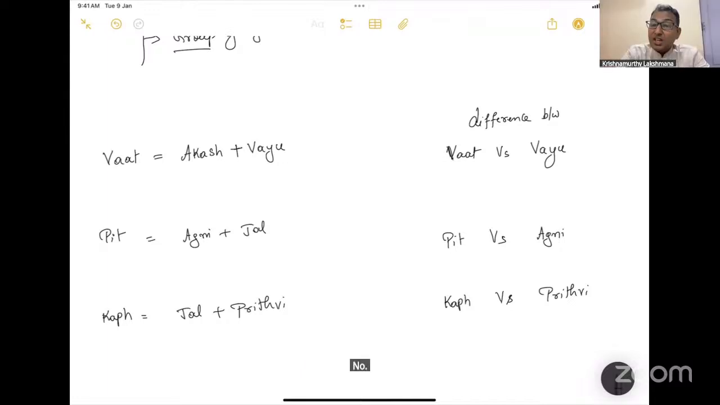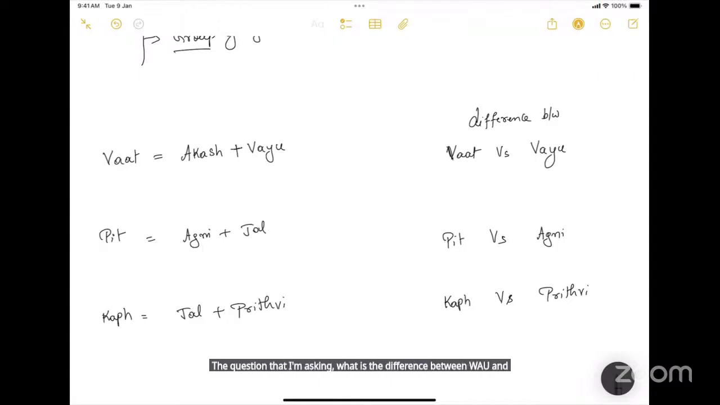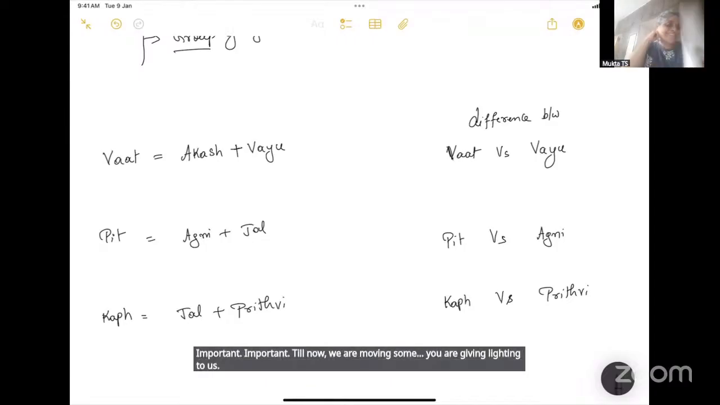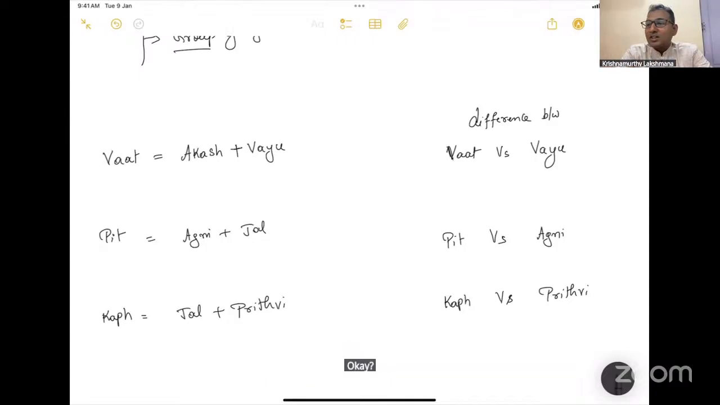Is this question important to understand or not? The question that I'm asking, what is the difference between Vayu and Vat? Yes, it's important. Why? Till now we are moving some. You are giving lighting to us. No, why is it important to understand is the question. It is very important to treat.